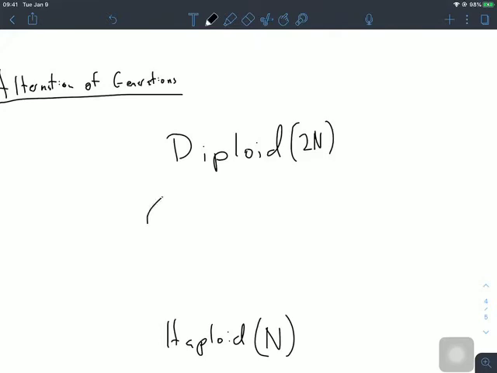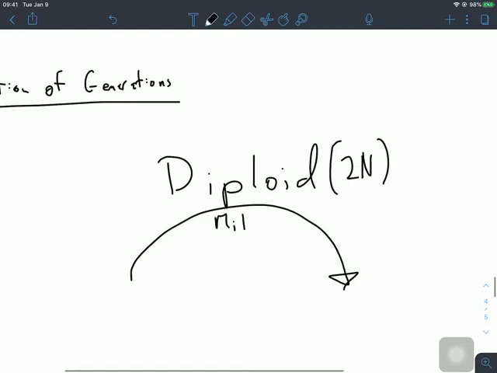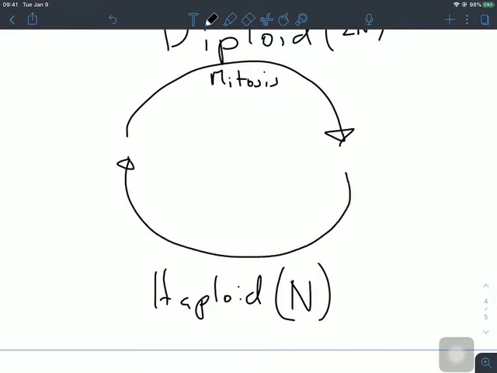And you will perform mitosis as a diploid in plants. And here's the headache. You will perform mitosis as a haploid in plants. That's right.